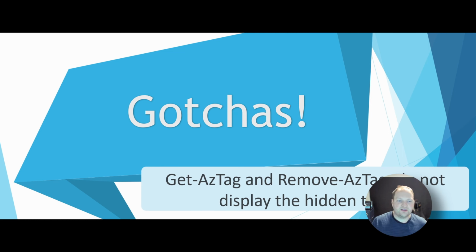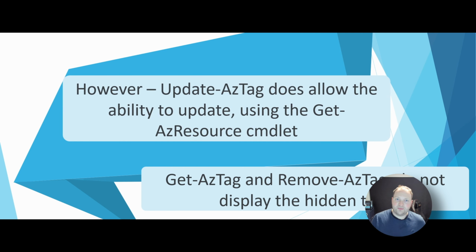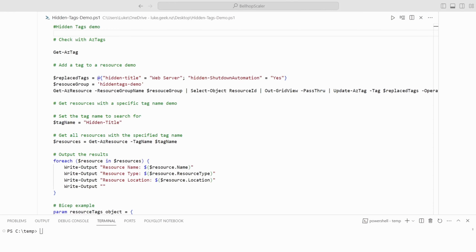So with the hidden tags, using Get-AzTag and Remove-AzTag commandlets as part of the Az.Resources modules, they do not display hidden tags, and I'll give you a demo of this shortly. However, Update-AzTag does allow the ability to update using the Get-AzResource commandlet. So let's take a look at that now. So here I've logged into my Azure account using Connect-AzAccount. I've got my PowerShell terminal and my Visual Studio Code open.